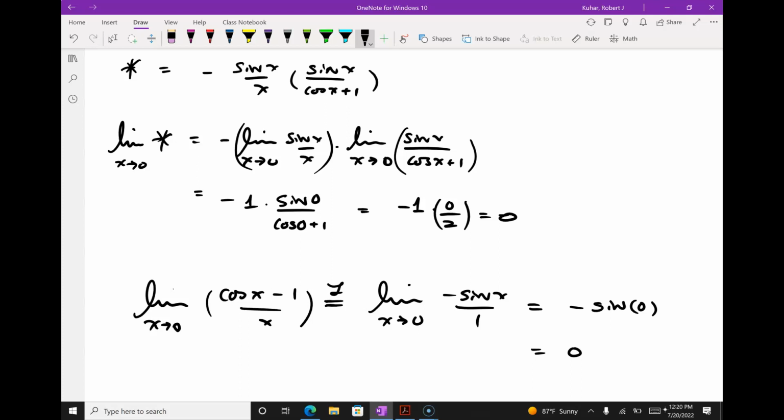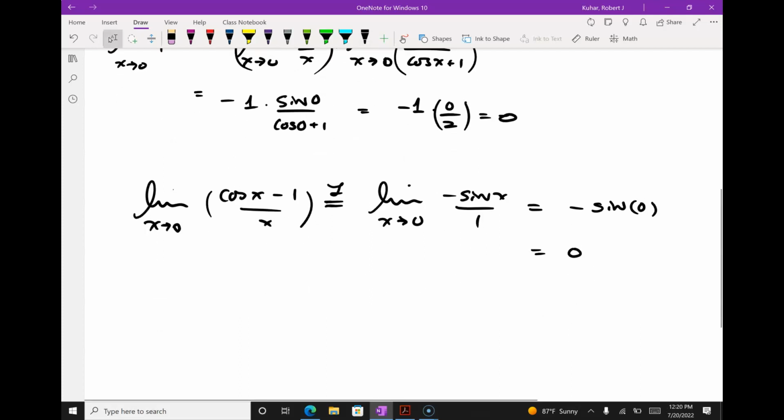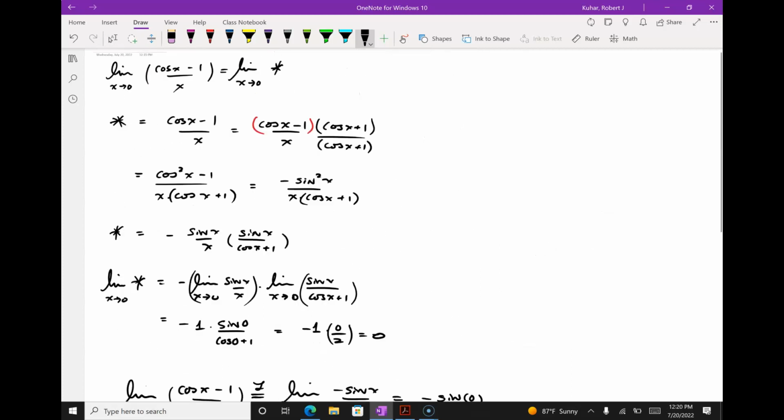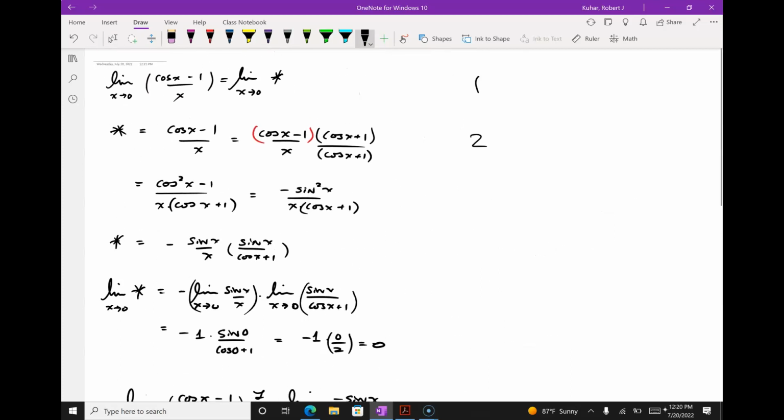Yeah, question, Ethan. Yes, but I at the end. Oh yeah, cos of 0 is 1. In the denominator, when you have x times cosine of x plus 1. Yep. Distribute the x. You can, but we don't want to usually. We want to keep things factored.